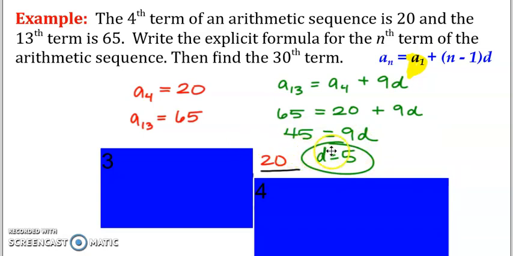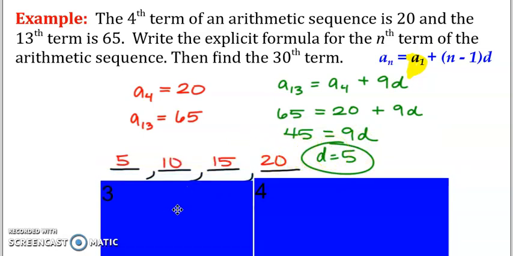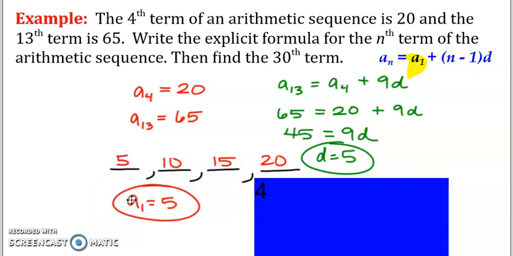All right. Well, now I can use that to figure out the first term. To find the first term, I know that my fourth term was 20, and I can work backwards, right? If each term going forward I add 5, that means going backwards I would just take away 5. So if my fourth term was 20, that means the term before that was 15, before that was 10, before that was 5. So my first term is 5.